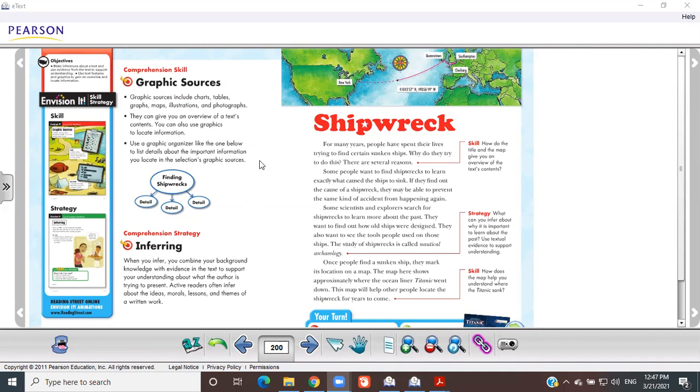Okay, so here, let's read the shipwreck. Shipwreck. For many years, people have spent their lives trying to find certain sunken ships. Why do they try to do this? There are several reasons.